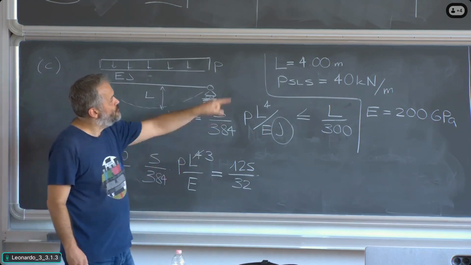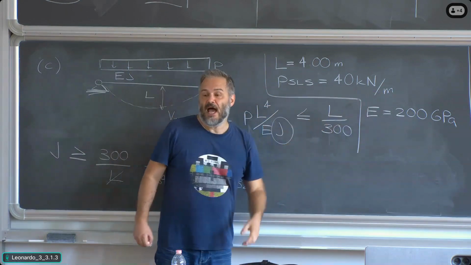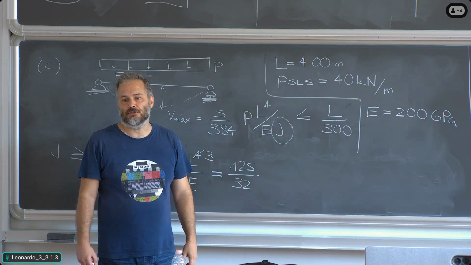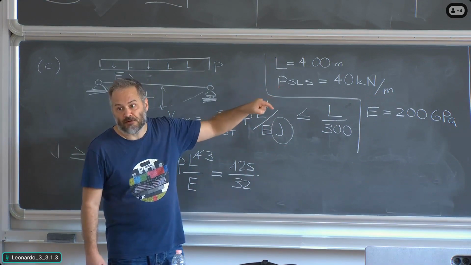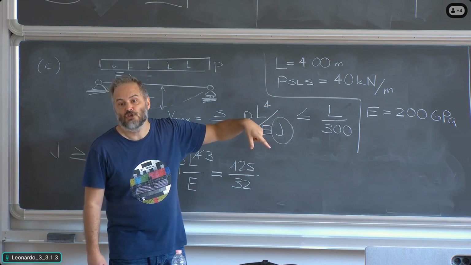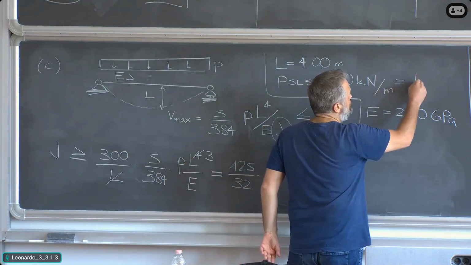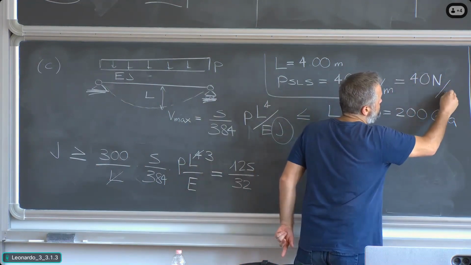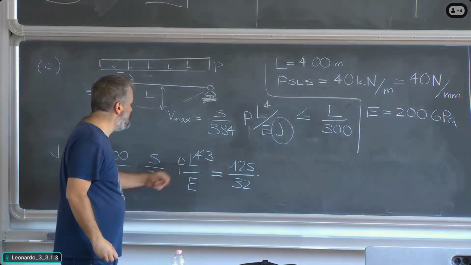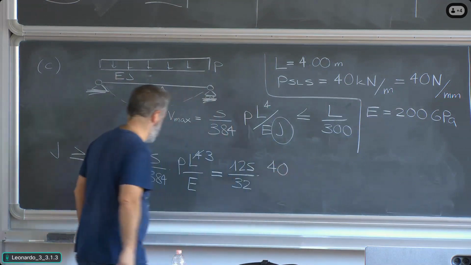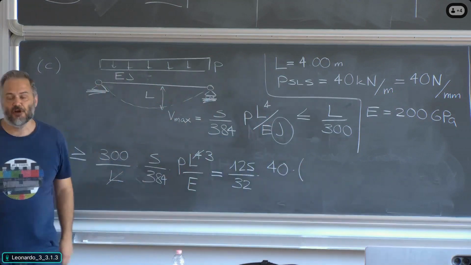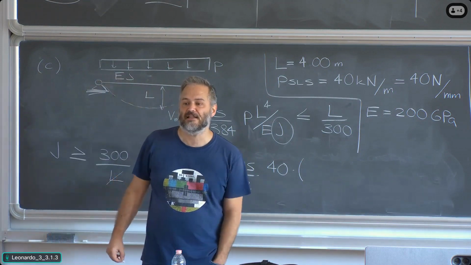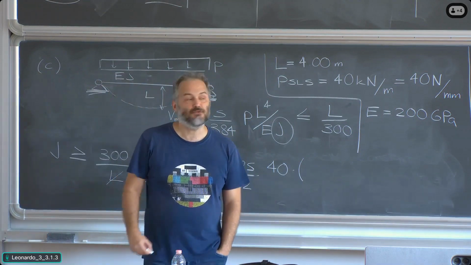Then P, 40 kilonewtons over meter. How many newtons are there in 1 kilonewton? 1,000. How many millimeters are there in 1 meter? 1,000, which means 40 kilonewton over meters is equal to 40 newton over millimeters. This is useful to know. So the load here is 40. Then we have L to the power of 3 in millimeters. 4 meters, how many millimeters are they? 4 meters are 4,000 millimeters.